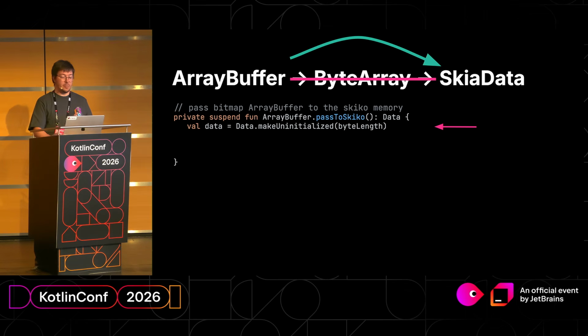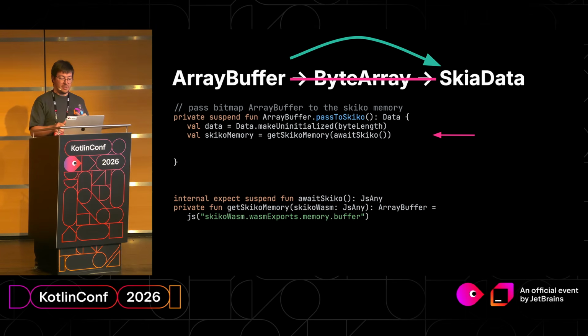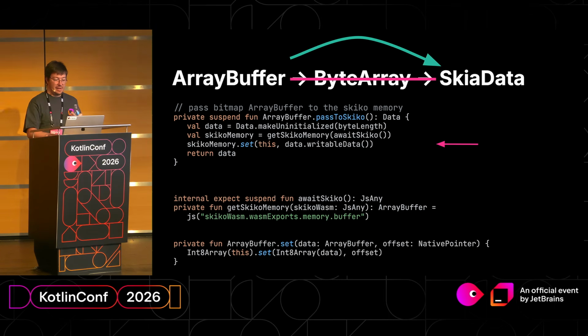First of all, we prepare an empty data object inside the Skia. It's not a copy, it's just empty prepared space in the Skia memory. Then we get the Skia memory, direct access. And finally, we just copy our JavaScript array buffer directly to the Skia memory, like in the good old times with the assembler.